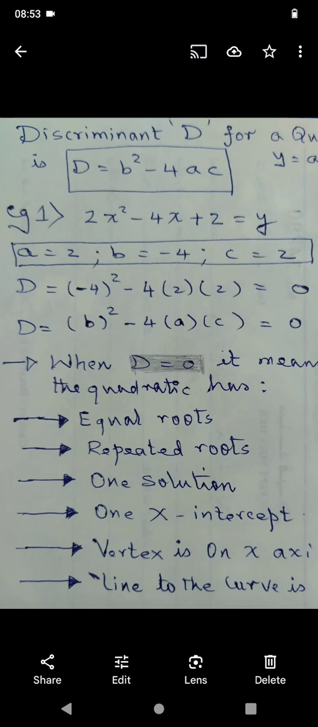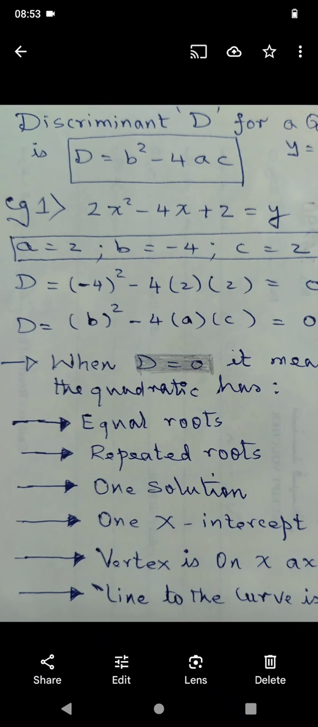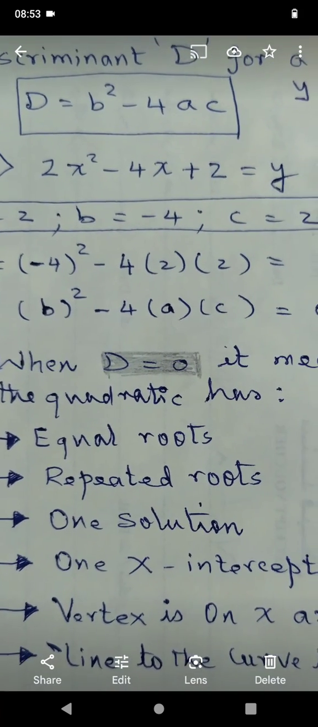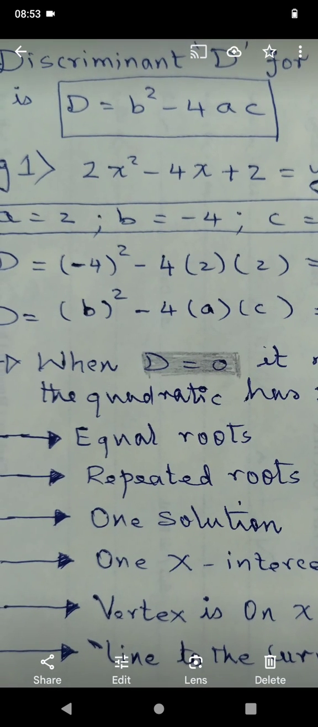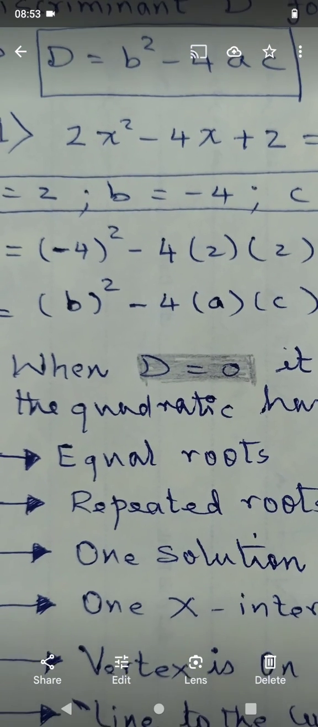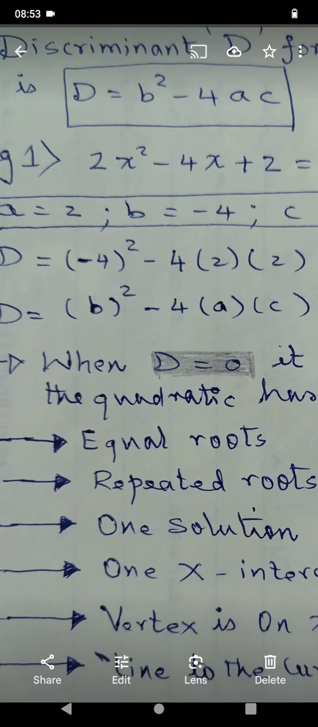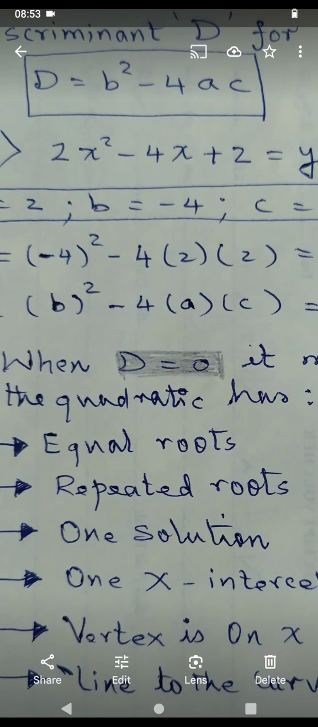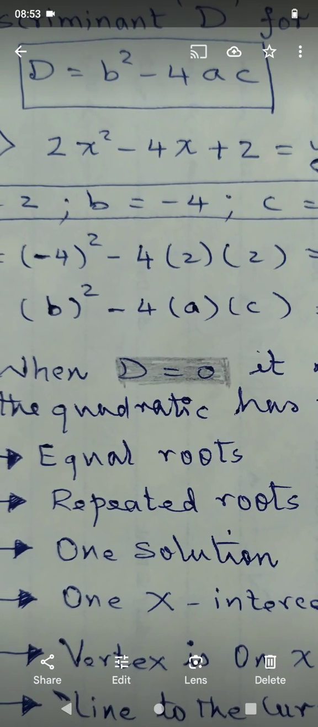Now I have given an example one where you have y = 2x² − 4x + 2. When we use this particular formula, d = b² − 4ac, we have to take the coefficients: a is 2, b is negative 4, c is 2. When you plug it into the calculator, make sure that you put a parenthesis or a bracket because there is a negative 4. So put negative 4 in brackets and then square it. Put it this way, which I have shown, and you get 0 here. That means the discriminant here is 0.